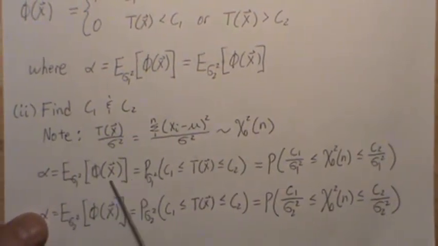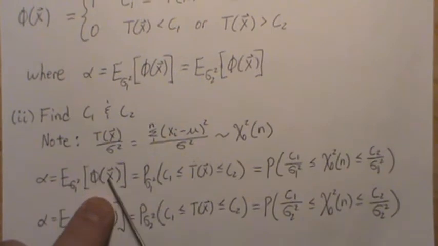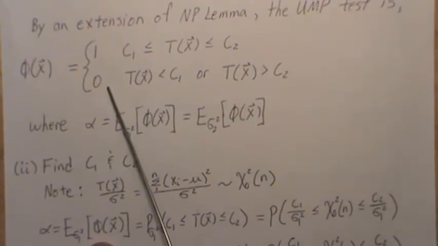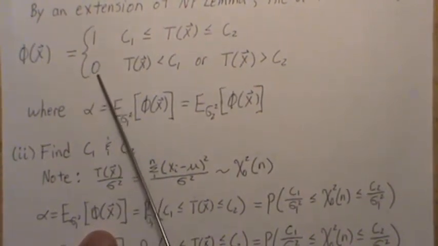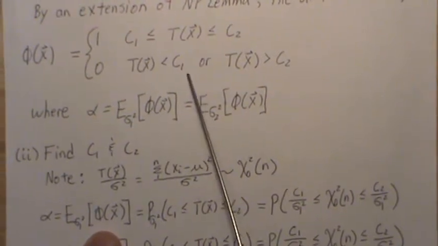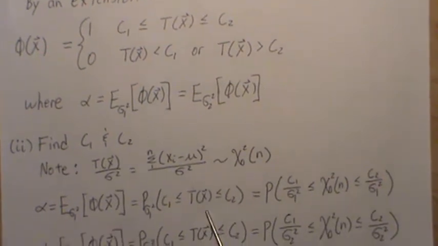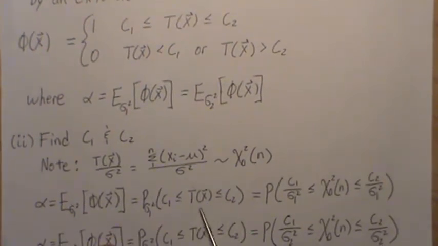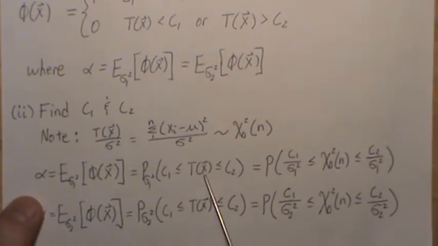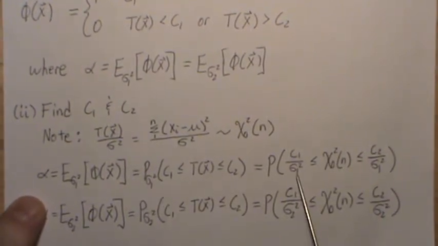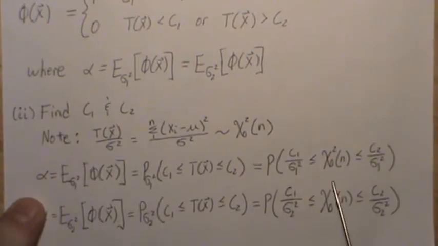So now the expected value of our test function, assuming the true variance is sigma 1 squared, set equal to alpha. Now remember, phi is discrete. It takes on this value and this value, 0 or 1. So the expected value of a discrete function is this value, 0, times its probability, plus this value, 1, times its probability. So that's why it's just the probability of our test statistic being between these two cutoff values, under the assumption that the true variance is sigma 1 squared. Now if we divide everything by the true variance, sigma 1 squared, then this piece here follows a chi-square distribution.